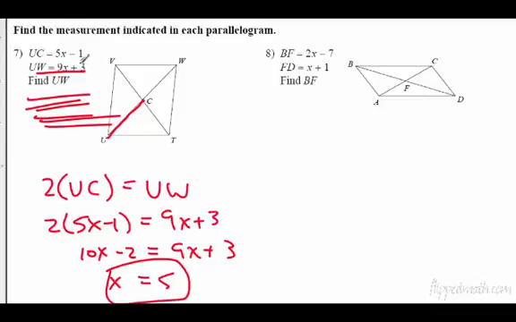So if x equals 5, you've got to plug it in. You get 45 plus 3. So UW equals 9 times 5 plus 3, which equals 48. Crazy! Let's look at number 8 here.